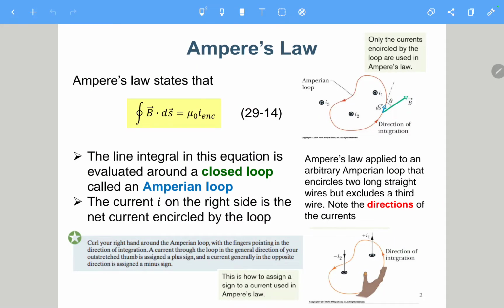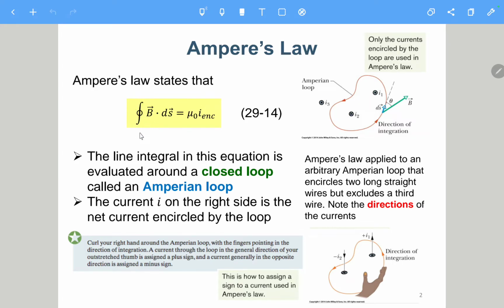Okay, today we'll talk about Ampère's Law. This is one of the four Maxwell equations. In chapter 23, we already learned Gauss's law, in this chapter we'll learn Ampère's Law, and in the next chapter, we'll learn Faraday's law. Ampère's Law and Faraday's law are about the B field.